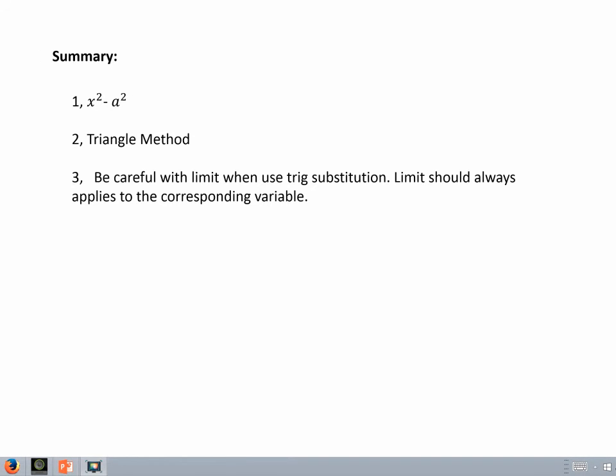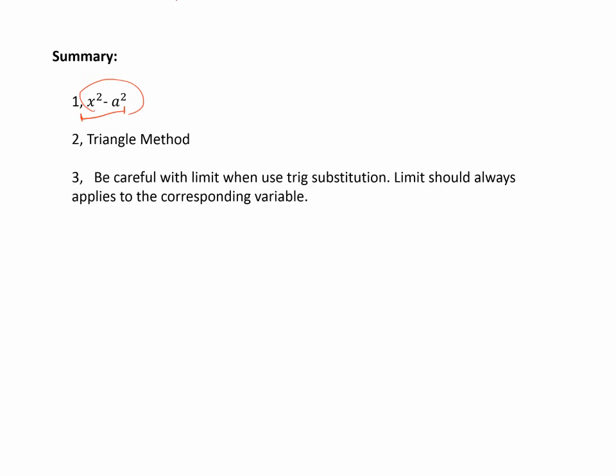Again, a brief summary for this problem type. After we get a problem, we look for something that looks like x squared minus a squared. I set x equals a secant theta. After we plug in, that is a squared secant squared theta minus a squared. Take a squared out: secant squared theta minus 1, which is tangent squared theta. So a squared tangent squared theta. That's how you simplify it and how you apply the substitution.